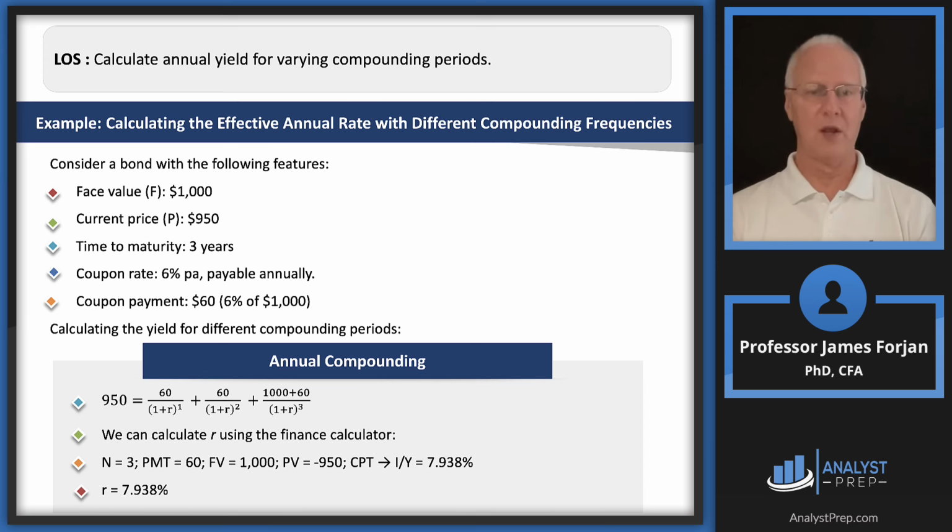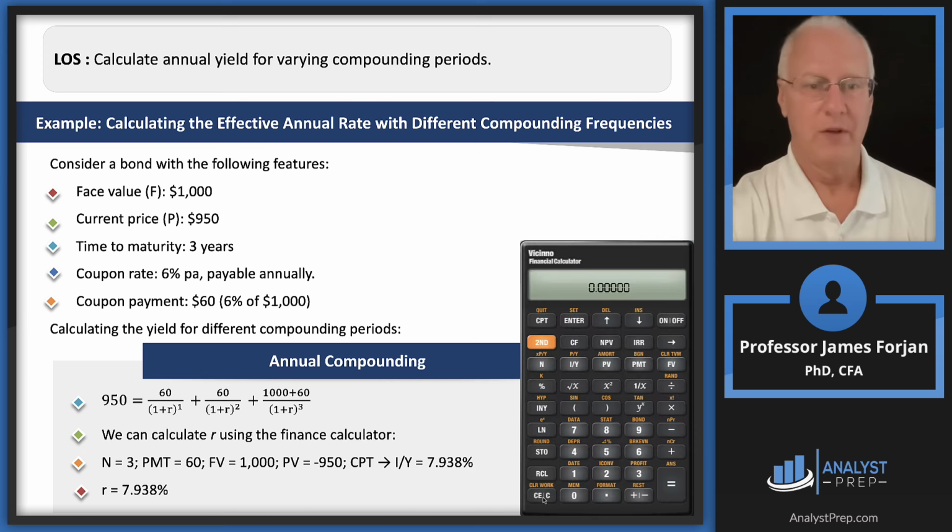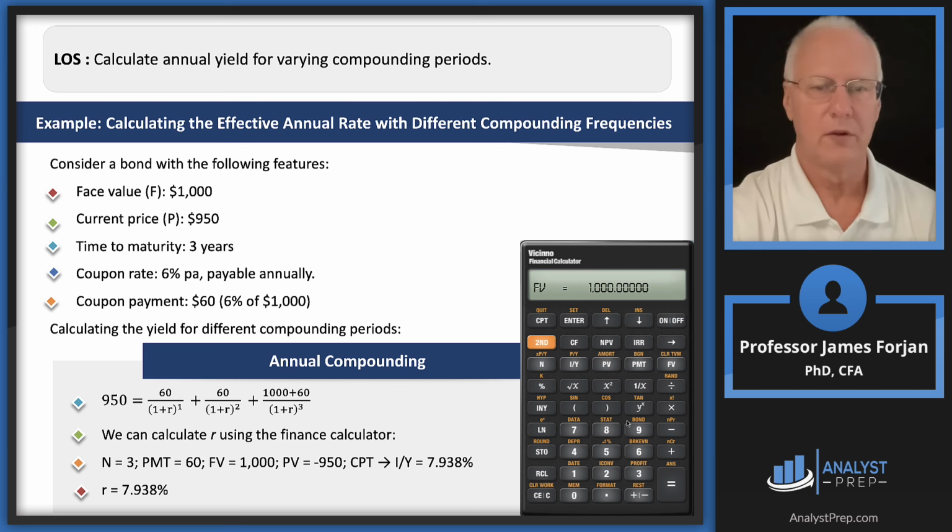And so we can do this just by using our financial calculator. There are the inputs there. Why don't I show you this using our online calculator? Let me just remind you that there's really no order for you to enter those 4 input variables. Let's go ahead and start with 3 as N. We'll do 60 as payment. We'll do 1,000 as future value.